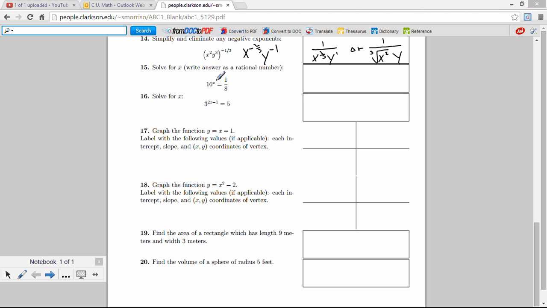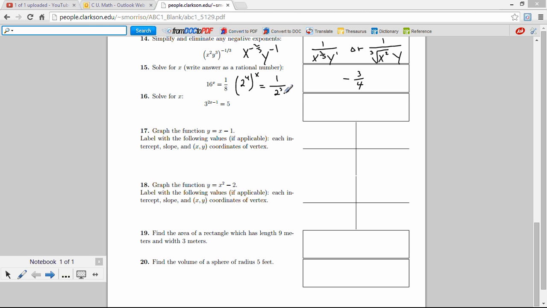15, we have a variable exponent, and this can be done by a common base technique, and the answer should have been negative 3/4 for x. Negative 3/4. And what you do there is 16, of course, is 2 to the 4th. That's pretty obvious. You raise that to the x power. And when you think exponentially about 8, you know that 8 is 2 to the 3rd.